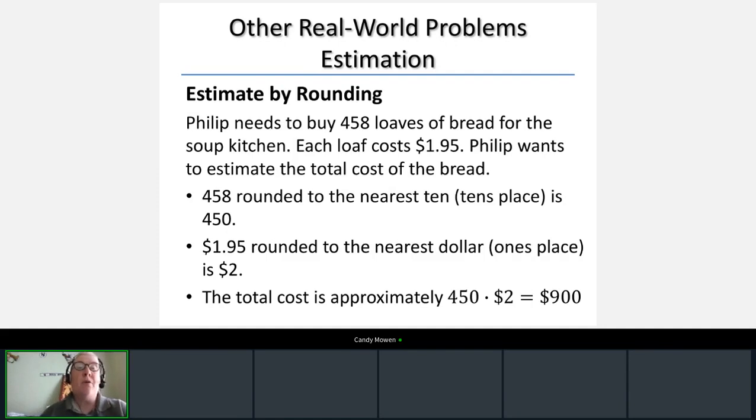Philip needs to buy 458 loaves of bread for a soup kitchen. Each loaf costs $1.95. Philip wants to estimate the total cost of bread. 458 rounded to the nearest 10 is 450, because we look to the right, it's 8, round up, 450. $1.95 rounded to the nearest dollar, the ones place, is $2. Total cost approximately 450 times 2, $900.